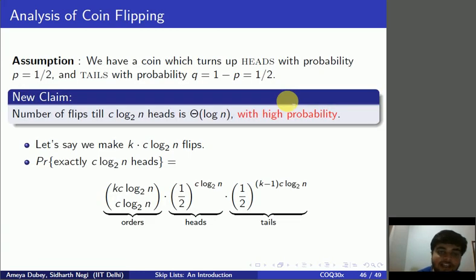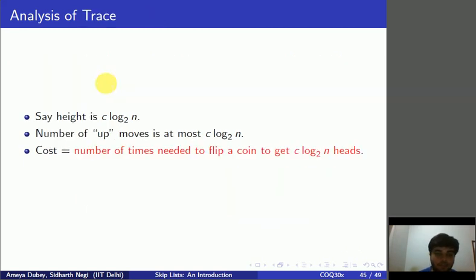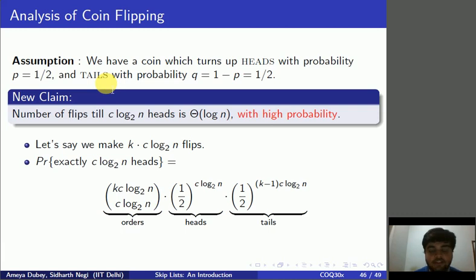So now we analyze the coin flipping part of this particular experiment. We assume that we have a balanced coin, so the probability of heads is half and tails is also half. Surprise, surprise. Now we claim that the number of flips till c log n heads is in theta log n with high probability again. So we make an assumption, say we have k times c log n flips.